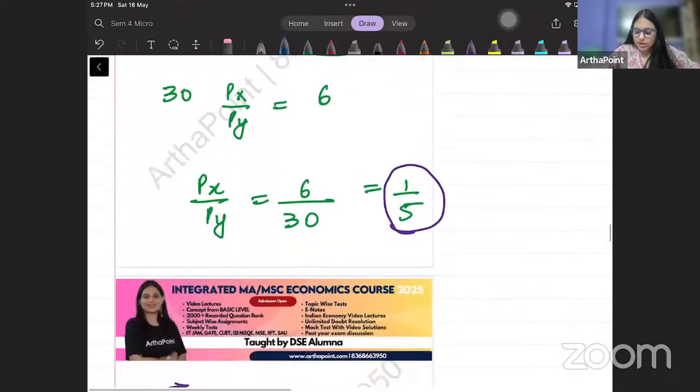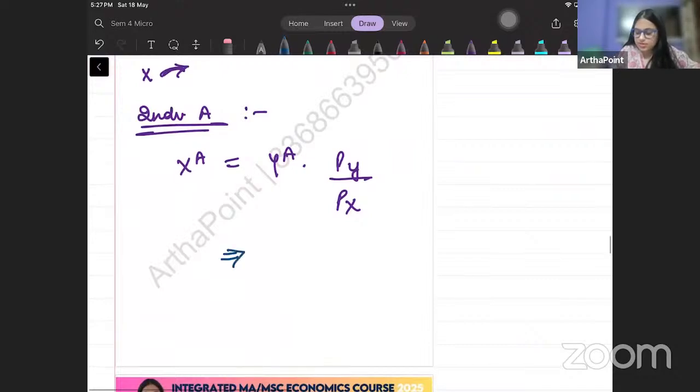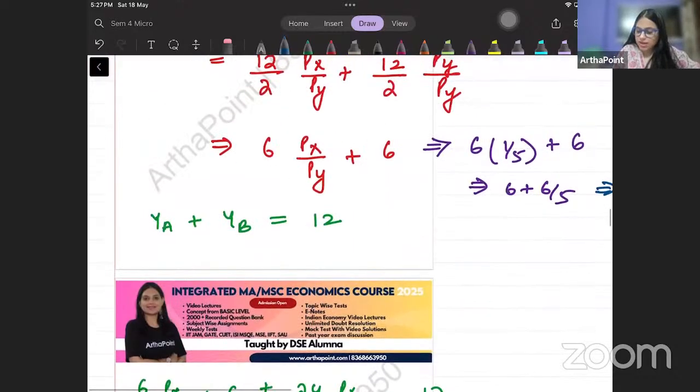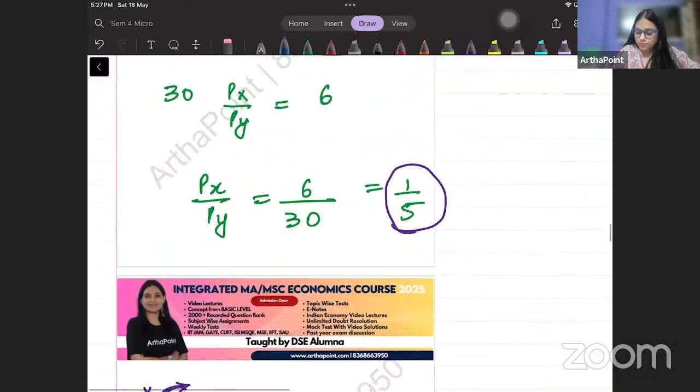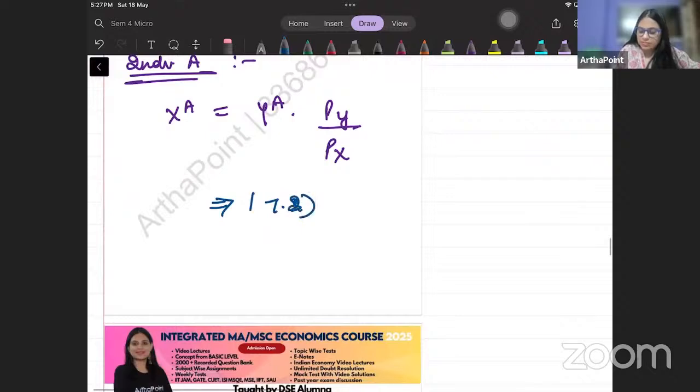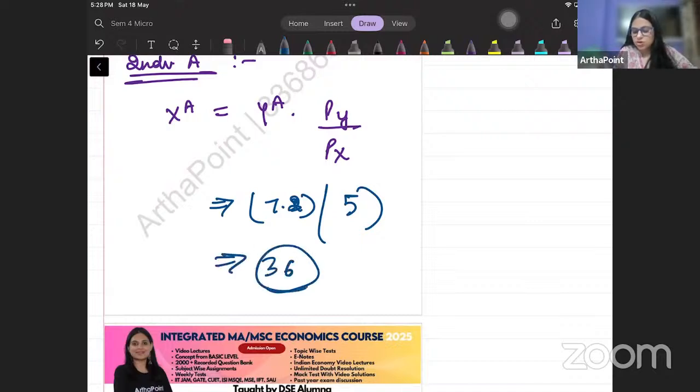So now you can plug in this value here. I have just got my YA as 7.2, and PY by PX I have got as 5. I turned it around, PY by PX will be 5. So quickly, let me calculate this. So 7.2 into 5, this is going to be 36 units. So this is also correct that individual A is demanding all units of good X, because individual B was not consuming good X, and individual B is demanding only good Y in the market.